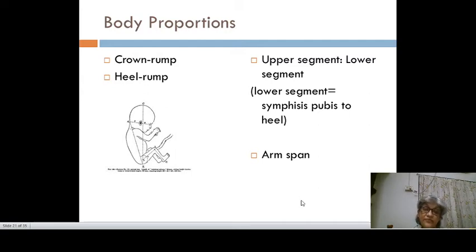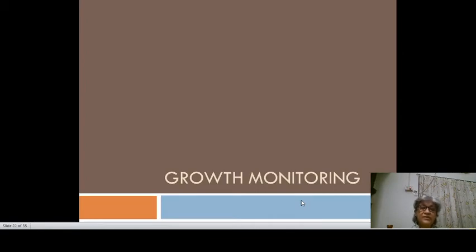In a very small infant, the measurements that we take are the crown-rump and the heel-rump. How do we do the crown-rump? Putting the child on the infantometer, we flex the thighs, and the measurement from the head to the rump, that is the buttock, is measured. This is the crown-rump length, and subtracting that from the length of the child, we get the heel-rump length.